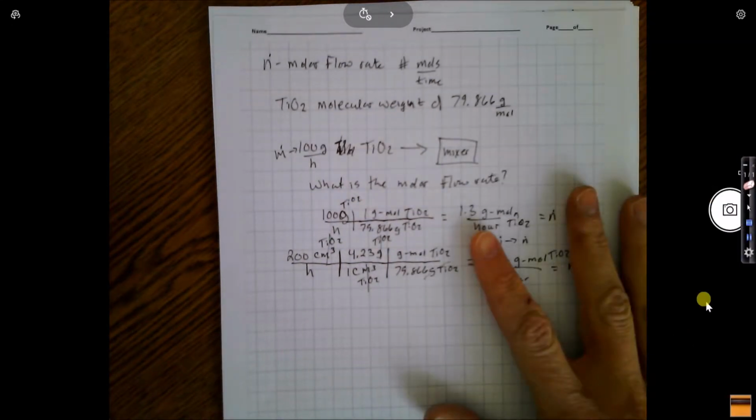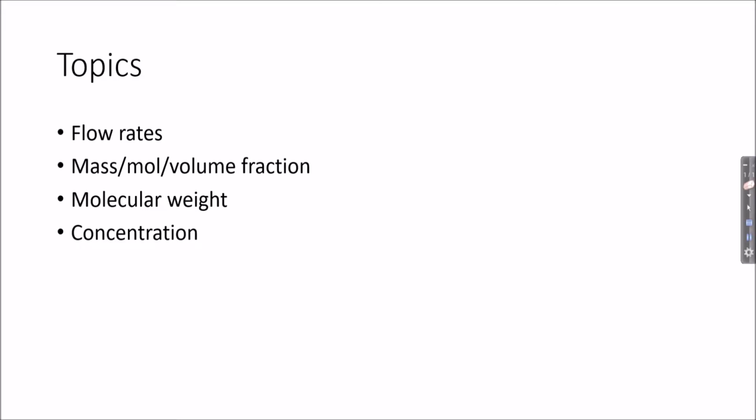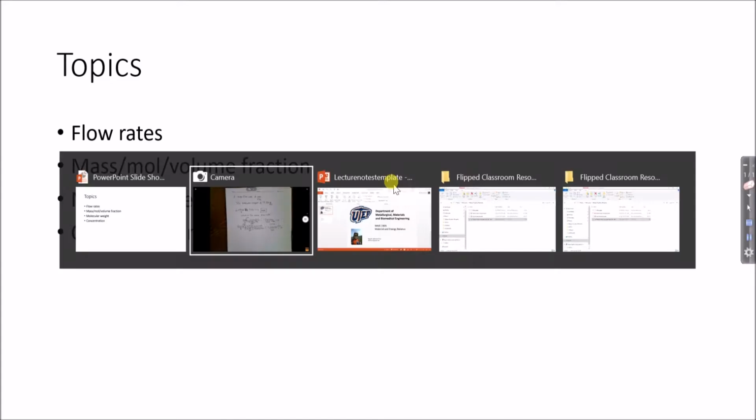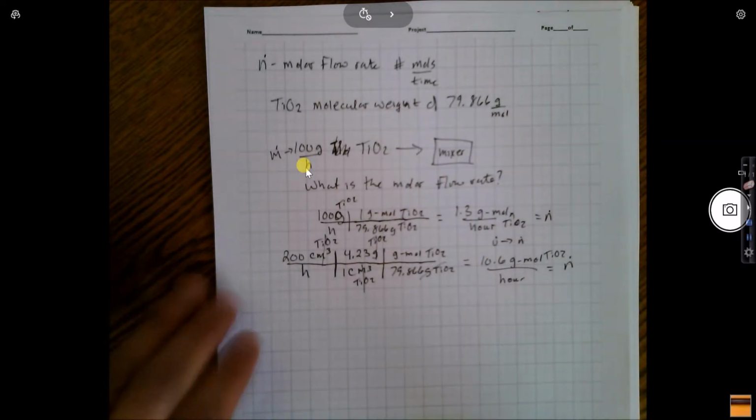Okay, so the next topic we said we were going to talk about is mass, mole, and volume fraction. I kind of jumped ahead to molecular weight in my brain, so we'll talk about that after mass, mole, and volume fraction. So let me get back to the paper slide and start with a fresh one.